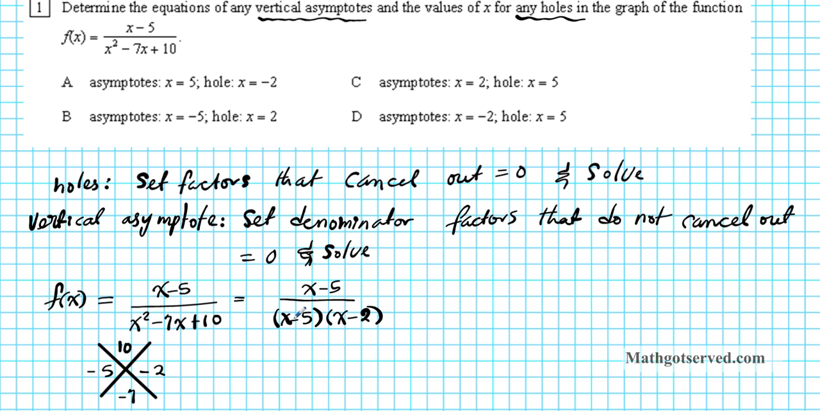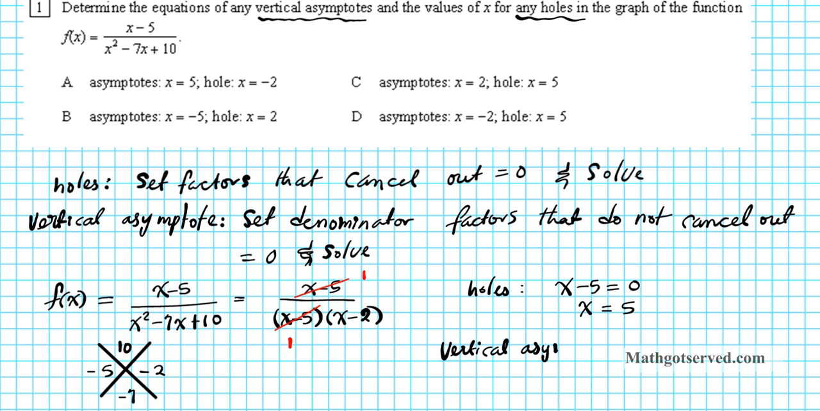Now examine this function. What do you notice? You notice that x minus 5 is common in the numerator and the denominator, so it can be cancelled out. So x minus 5 goes here 1, x minus 5 goes here 1. Whichever factor cancels out tells you your holes. So to find the holes, we set the factor that cancels out equal to 0 and solve. You add 5 to both sides and you have x equals 5. There goes your hole.